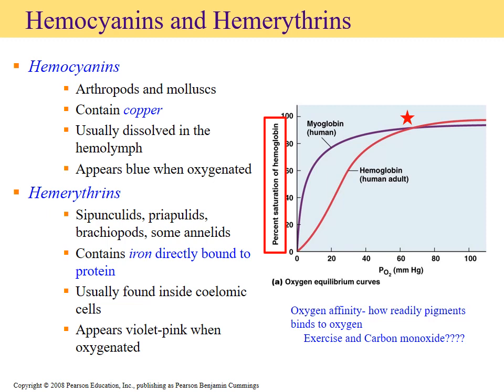The Hemerythrins, which is our bottom selection, those are usually seen in different invertebrate models, but they've also seen them in some annelids. They will utilize iron, but they won't use the heme group. So the iron will directly bind to the globulins, to the protein. They will also have more of a violet pink color that will come into play when the pigments interact with the blood cells.